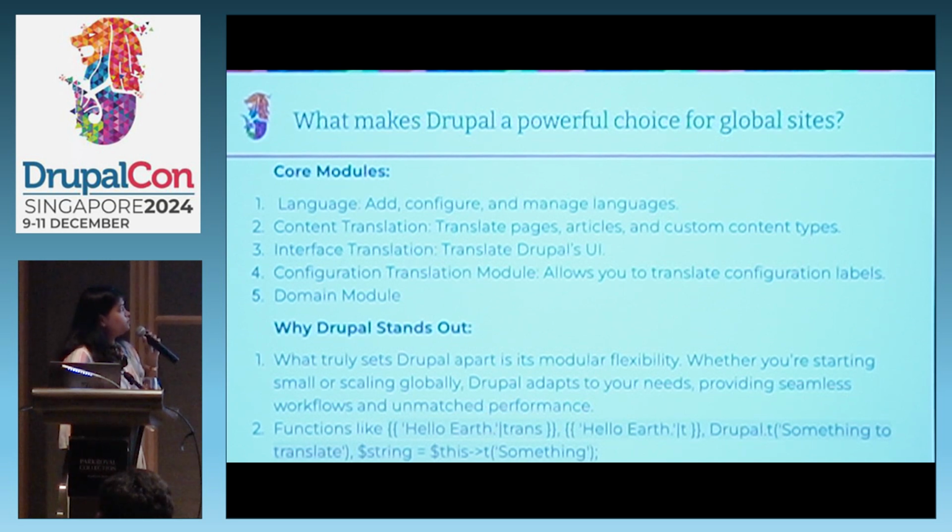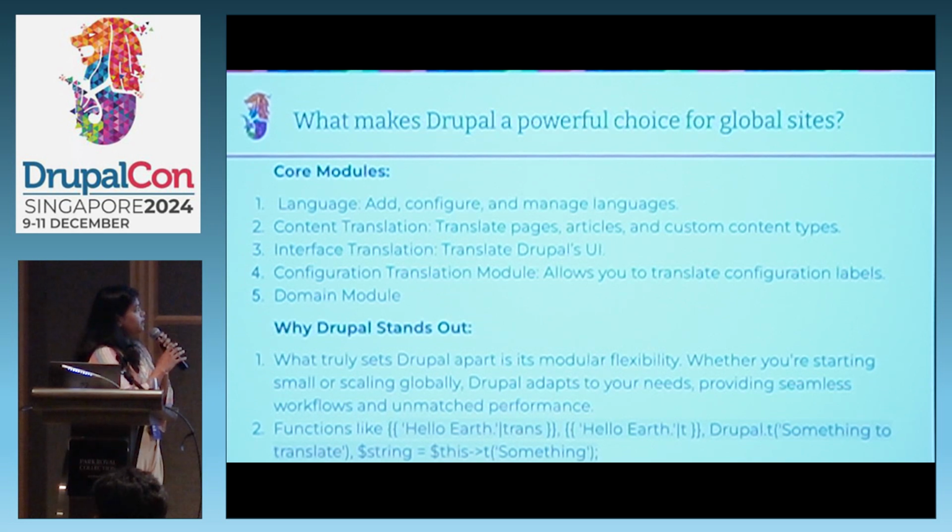So what makes Drupal a powerful choice for global sites? Like how we saw that the core modules, language, content translation, interface, and configuration translations, these four modules helped us to translate our website in less than 5 minutes. So this is one of the main reasons that it is easy for us to make our website multilingual.